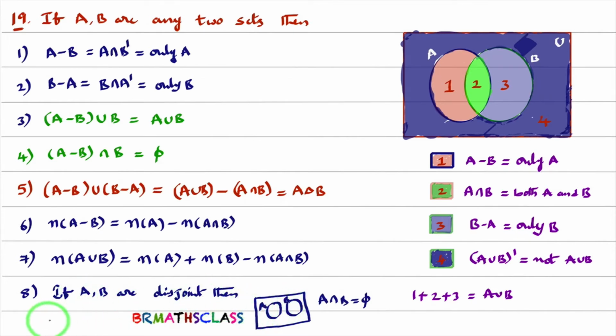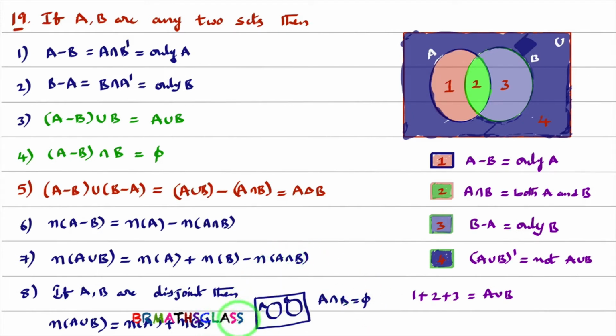If A and B are disjoint, then what is the formula for n of A union B? We can write the formula like this: n of A plus n of B. Actually, the n of A union B formula is n of A plus n of B minus n of A intersection B. As the sets are disjoint, A intersection B is the null set, which means 0 elements are present in that set.